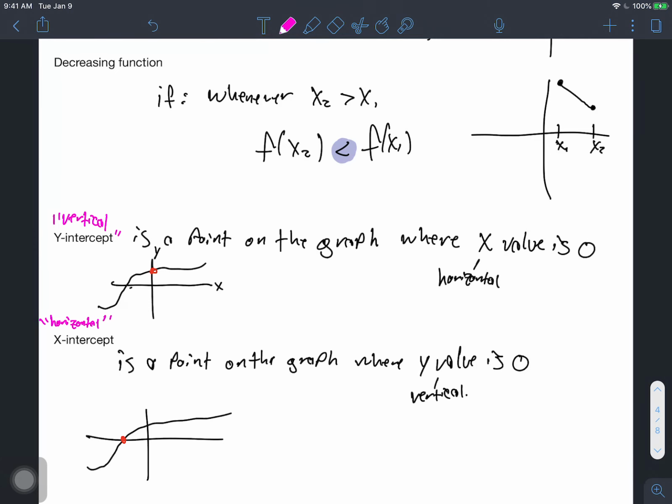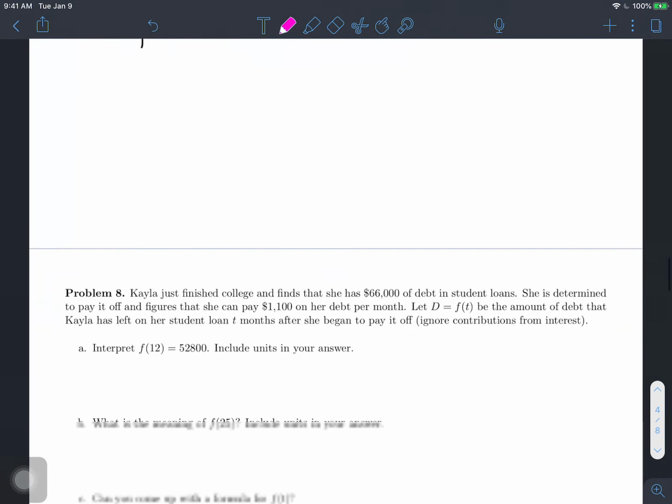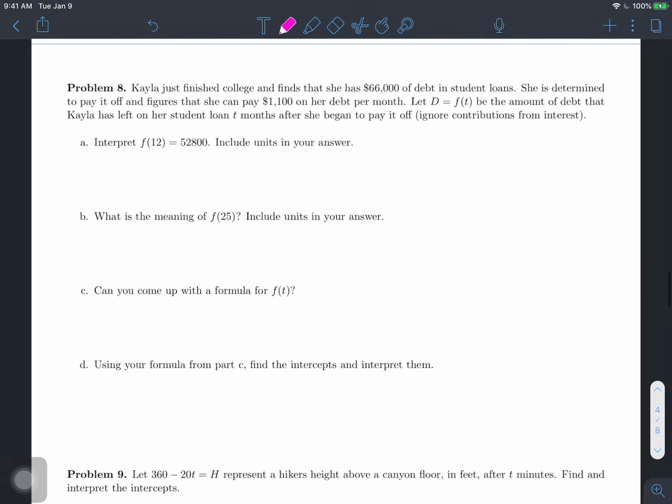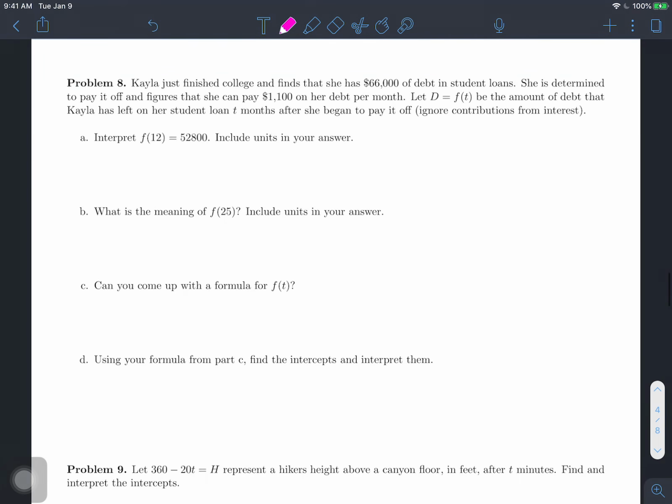Okay. All right. So let's go ahead and take a look at this big old word problem. Should we do it together? Why don't we do it together? Okay, so Kayla just finished college and finds that she has $66,000 of debt in student loans. That's a very real scenario for all of us. She is determined to pay it off and figures that she can pay $1,100 on her debt per month.